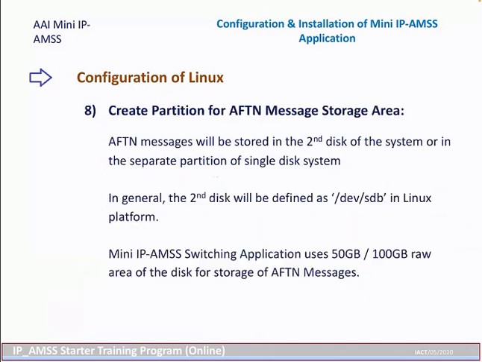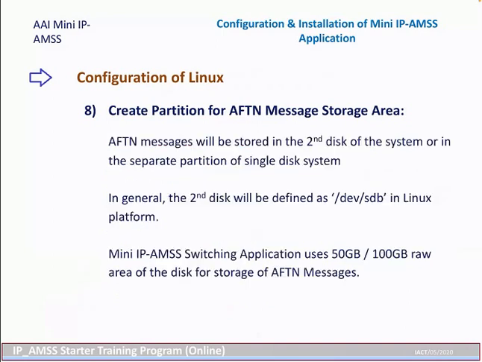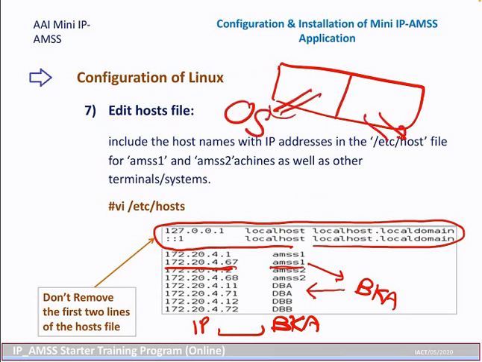So after editing the host file, this is the last part that is left, partitioning for the AFTN message storage area. Now till now, whatever I had discussed was regarding the first disk. The first disk was used for the operating system. The second disk was used for AFTN messages. So suppose this is a 1 terabyte disk. Out of this, you have to create a partition to store the AFTN messages.